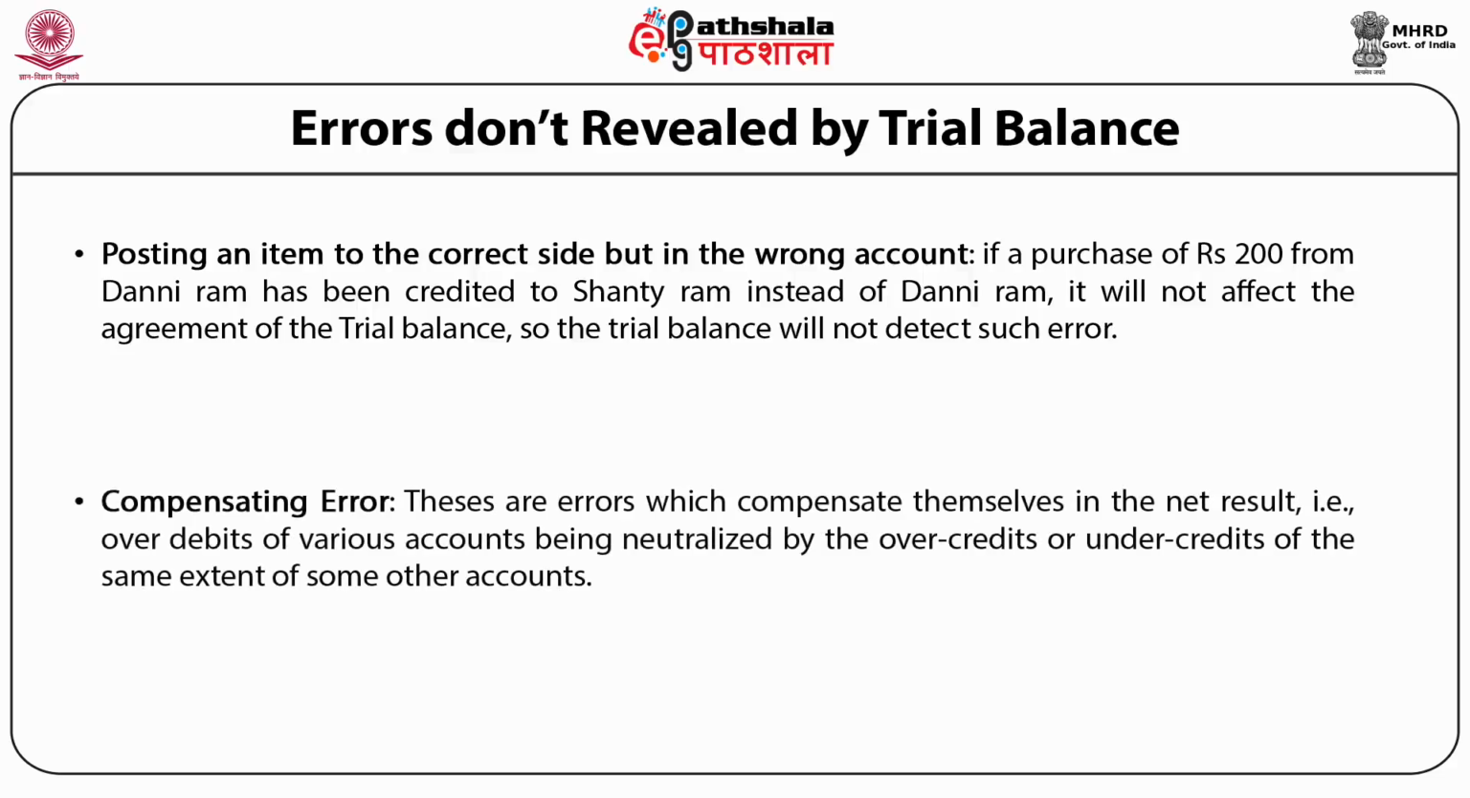Next, compensating errors. These are errors which compensate themselves in the net result. For example, over debits of various accounts being neutralized by over credits or under credits of the same extent of some other accounts. These are called compensating errors because one error compensates the effect of another error, and these errors will not have any effect on the agreement of the trial balance.